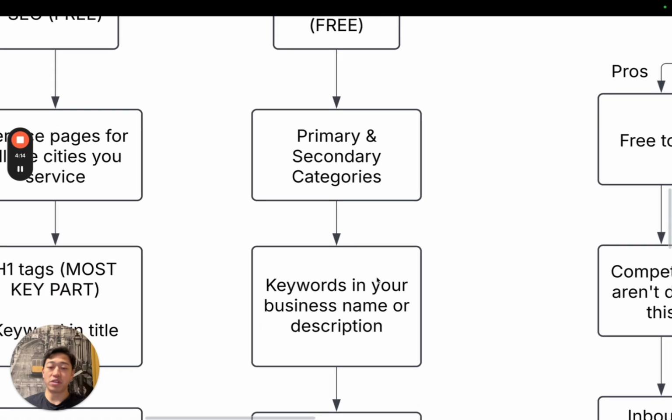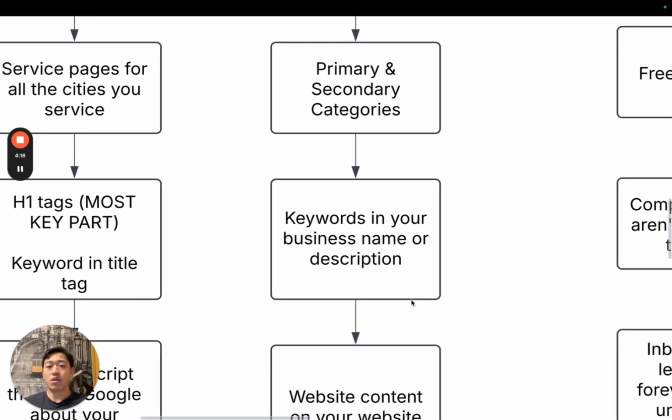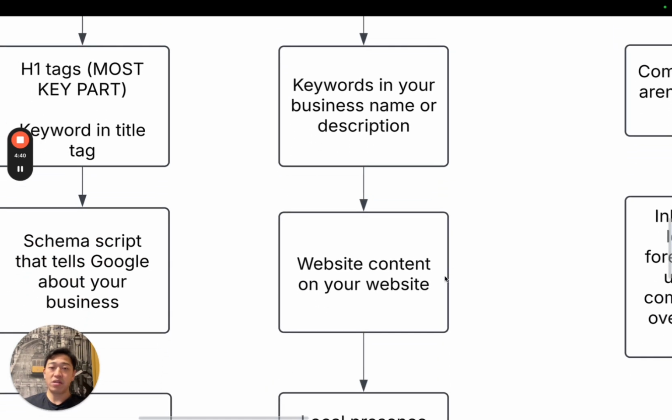Number two is the keywords in your business name or description. Here is where it gets a little bit tricky. If your LLC, S Corp, or corporation doesn't have that keyword in its name, you can't really put it in your Google My Business name, but you can add it to the description. So make sure whatever service you're offering, you add that to the description so Google actually knows what your company is about.